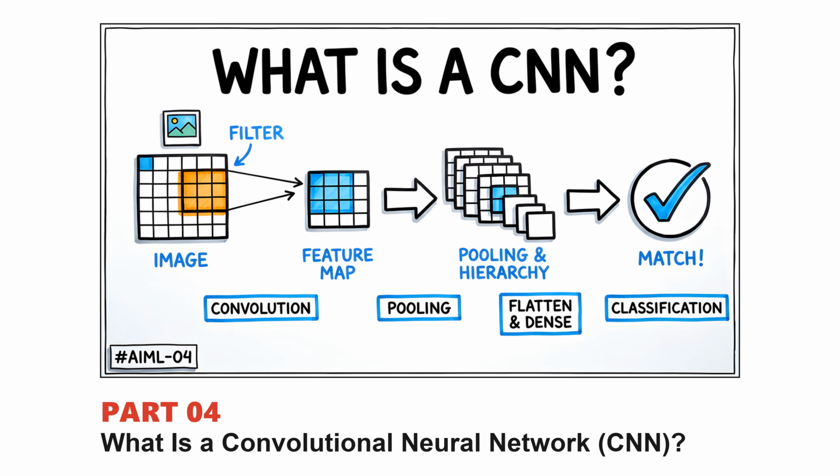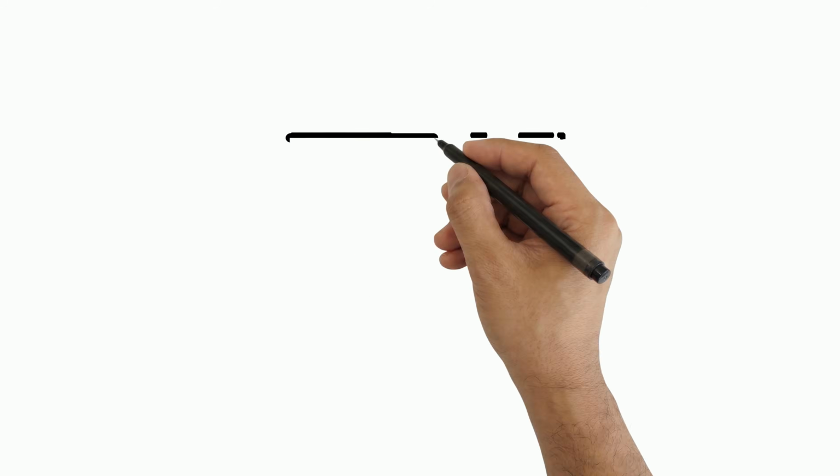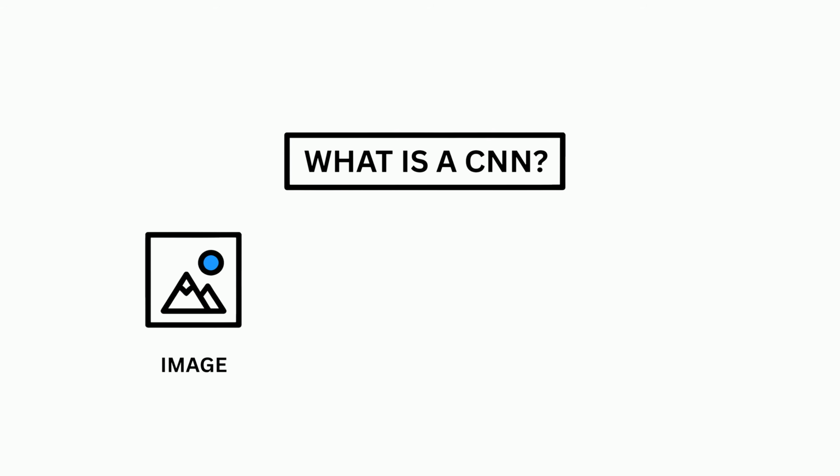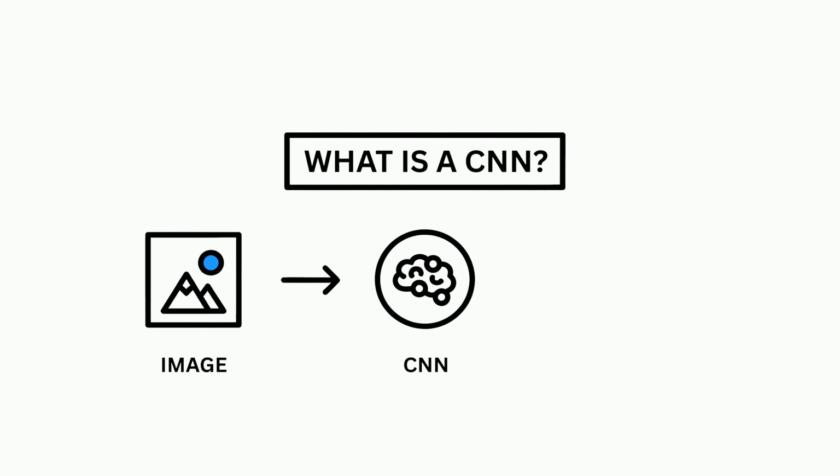Part 4. What is a convolutional neural network? Last time, we stacked hidden layers to build a deep neural network. But there's a problem. Feed a full photograph into that kind of network, and every pixel becomes its own input, millions of them. A convolutional neural network, or CNN, is a deep learning architecture built specifically to handle images and visual patterns efficiently. Instead of looking at every pixel independently, it looks for local patterns, edges, shapes, textures, the way your eye scans a picture.